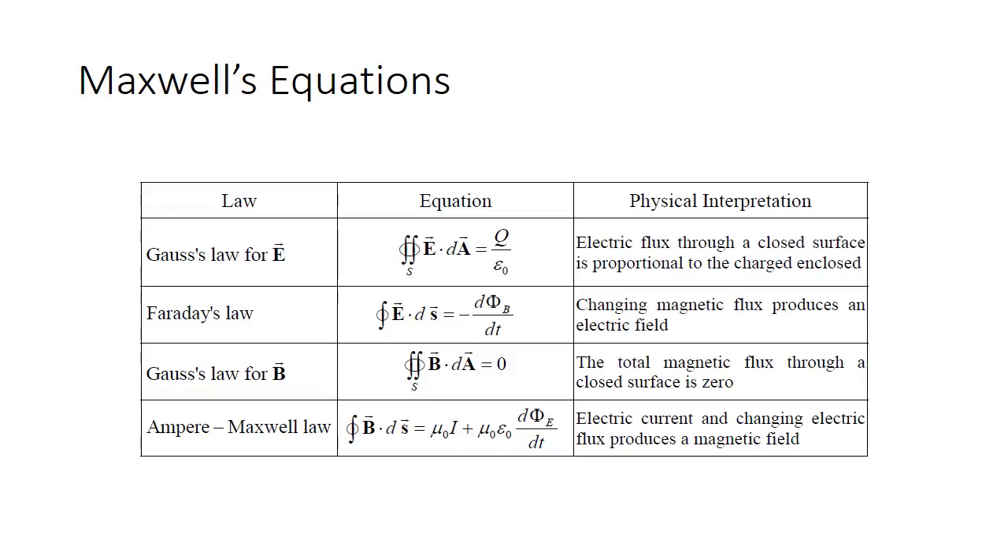Gauss's law for electricity says the electric flux through a closed surface is proportional to the charge enclosed. Faraday's law says changing magnetic flux produces an electric field. Gauss's law for magnetism says the total magnetic flux through a closed surface is 0. And then Ampere's law says electric current and changing electric flux produce a magnetic field.